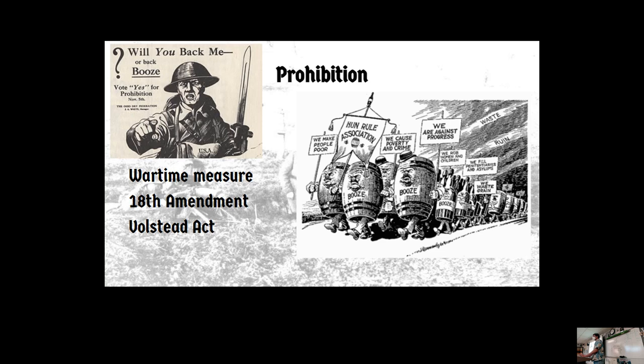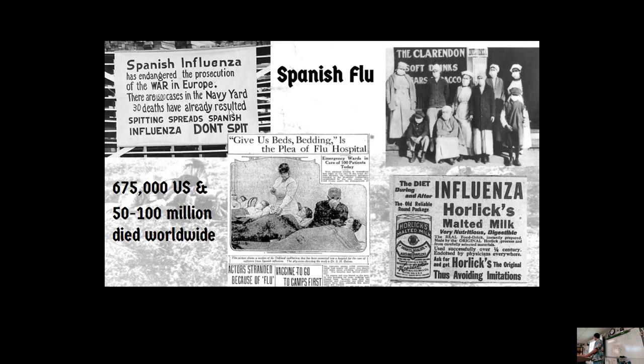And alcohol consumption went down by about a third. Most people don't like to break laws. But we'll talk a little bit more about this later. Let's get to a flu. Also, a horrific flu. Sorry. Well, it's probably a virus. We had this in 1975 called the swine flu. Probably every time it pops up.